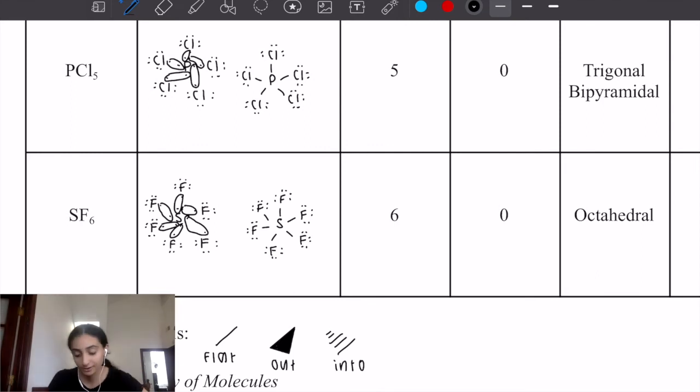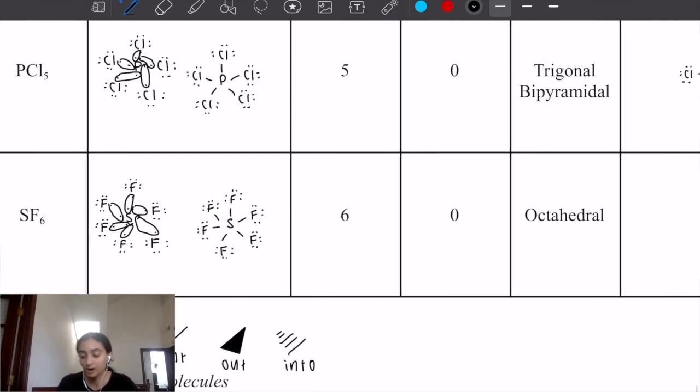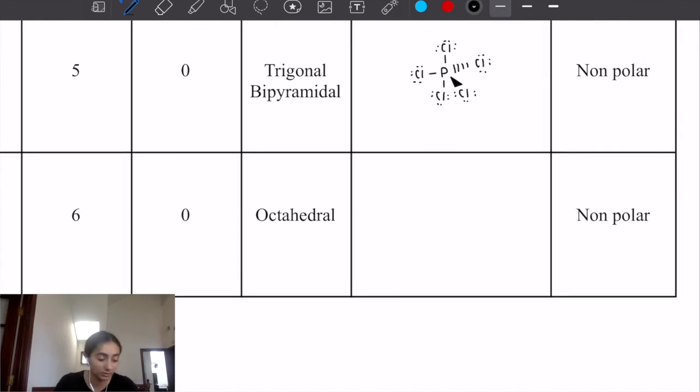The fluorides have 3 lone pairs, but the sulfur, which is bonded to 6 atoms, does not have any lone pairs and is therefore nonpolar. The compound is therefore nonpolar. So we're going to draw the VSEPR diagram like this. We have 2 flat wedges, 2 wedges going into the paper, and 2 coming out.